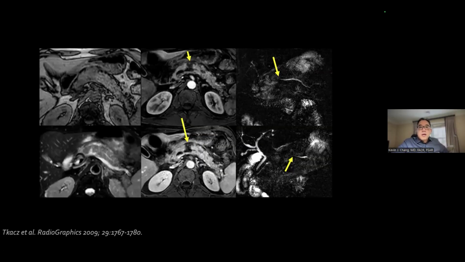And this is a diagnosis that's otherwise very difficult to make clinically or even on CT. But it's an important diagnosis to make because it's associated with very high morbidity and mortality. Mortality can be up to 20 to 50% when the duct is disrupted.